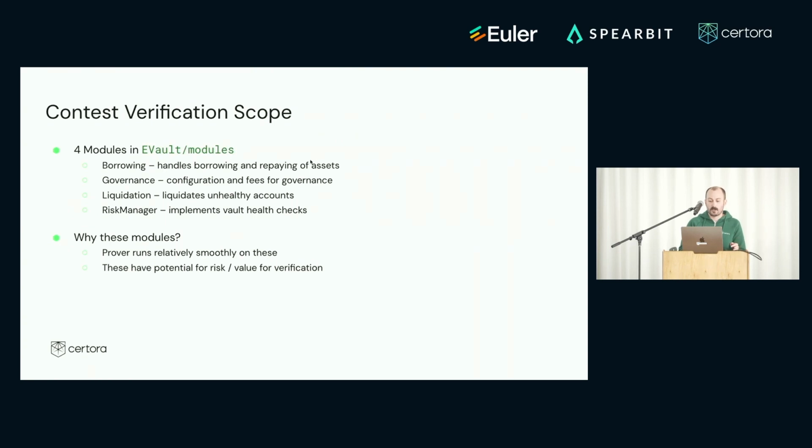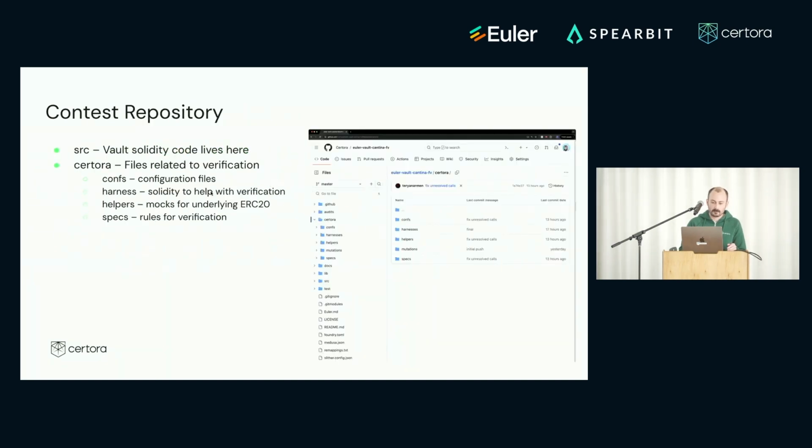So why is this the scope? The first reason is that the prover runs relatively smoothly on these, and in fact, we already have a setup that should just work out of the box for you. And you'll spend your time writing useful properties. The second is that these both have some potential for risk, and as a result, some value for formal verification.